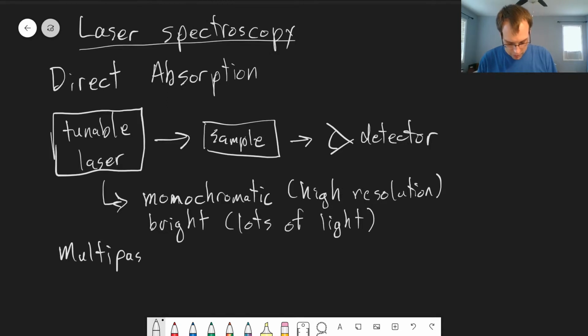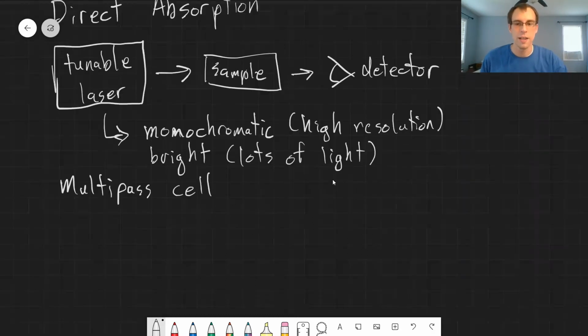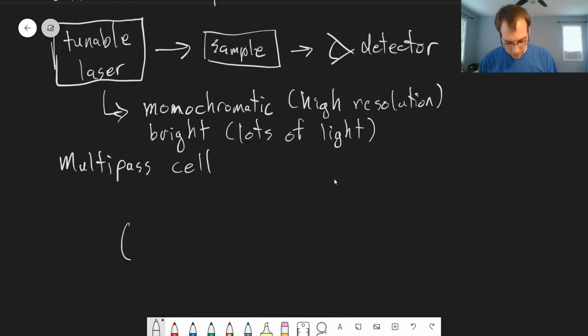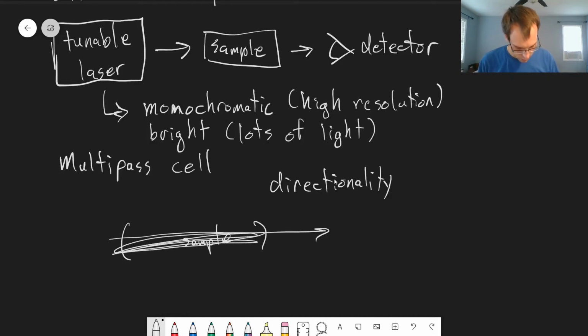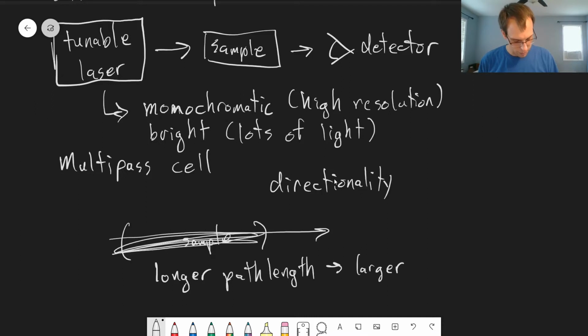The next step you can take here, and which is what we do in our group, is we can add what's known as a multipass cell on top of this. The difference here is that instead of our sample just being in some cell, we have it in a special cell. So our sample's in the middle here. And we take advantage of the directionality of a laser to send the light multiple times through our sample, using the optics of a specific set of mirrors at a specific angle and things like that. So we get longer path length through our sample, which leads to a larger signal and a more sensitive measurement.